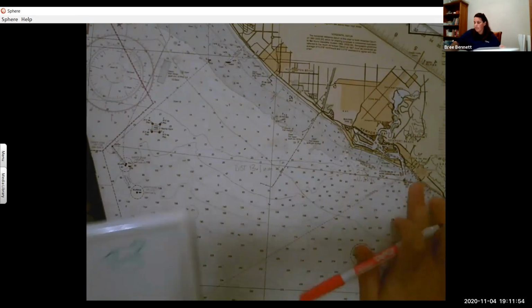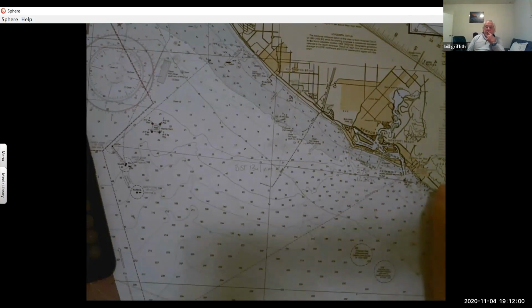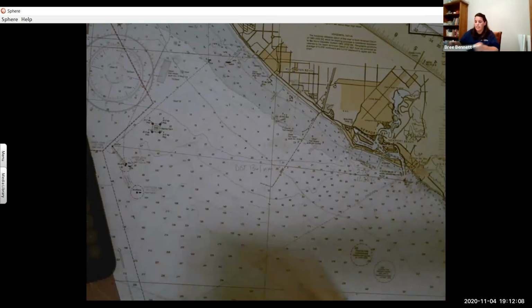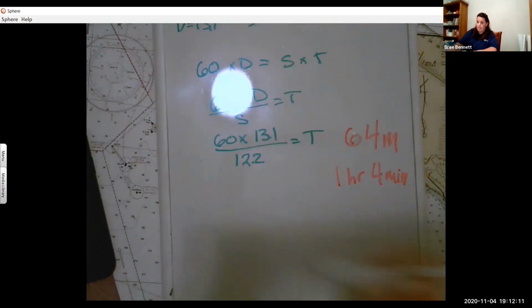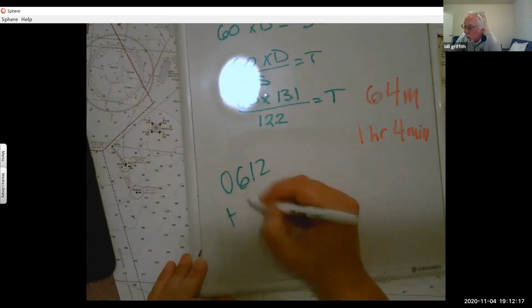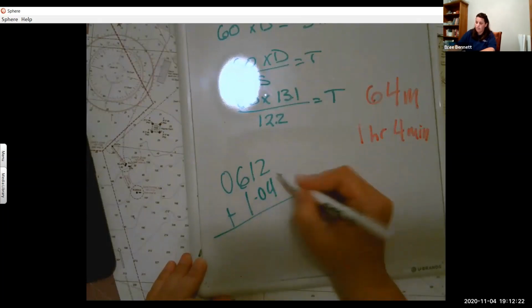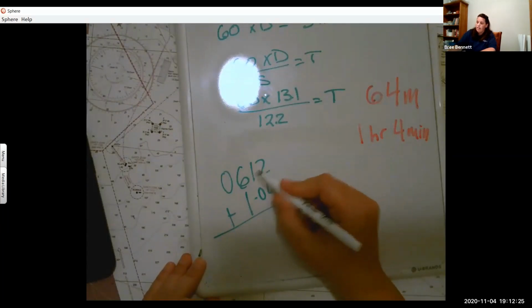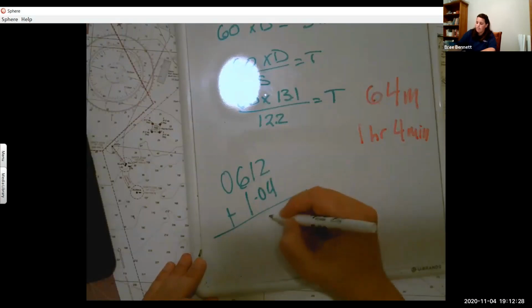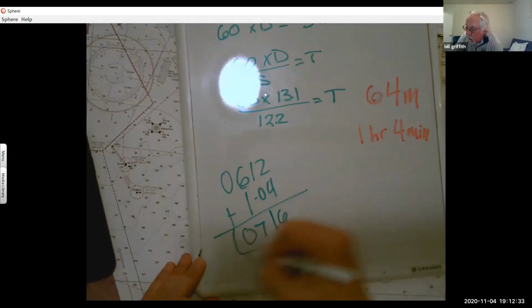So if we left our buoy at 612, what is our ETA to Edith? So we have 612 plus 1 hour and 4 minutes, or 5 minutes, however your calculation went. And then that gives us 0716 as my ETA.